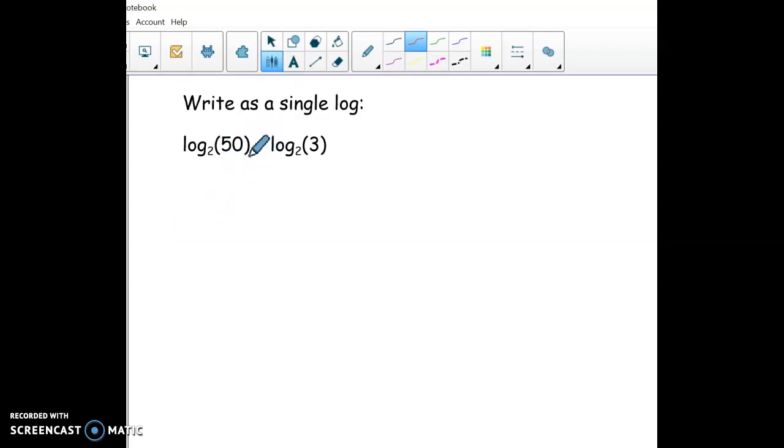All right, so because this is an add, I'm going to do a log base 2, and I'm going to multiply those 2 parts together. So 50 and 3, so it's just log base 2 of 150. All right, and that's it.